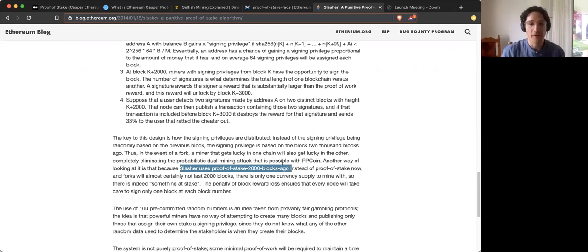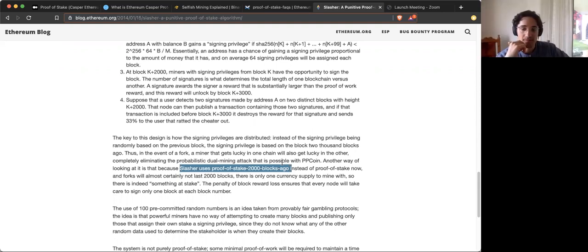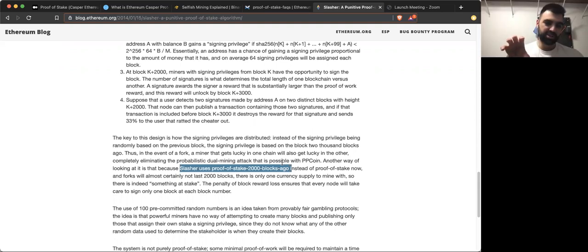Wait, no. Sorry, the way I was thinking of it is the current block tells you who's going to be the validator 2,000 blocks from now. Yes, or it's the other way around. No, it's the same. Right now, the validators were determined 2,000 blocks ago. So everyone knows who can validate the next block on the blockchain.